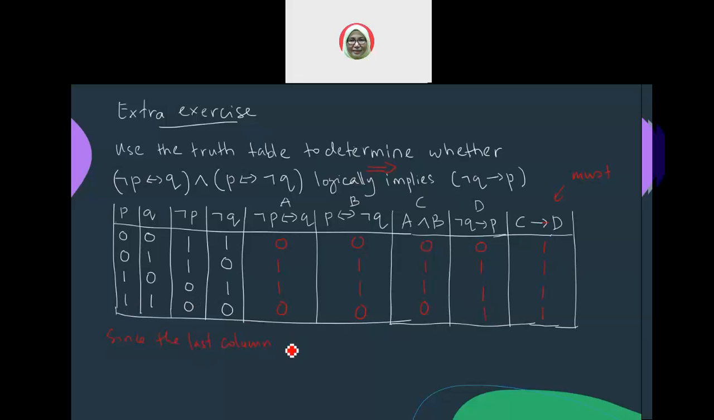shows tautology. So copy everything: P biconditional Q and P biconditional not Q logically implies, okay, logically implies not Q implies P, right?